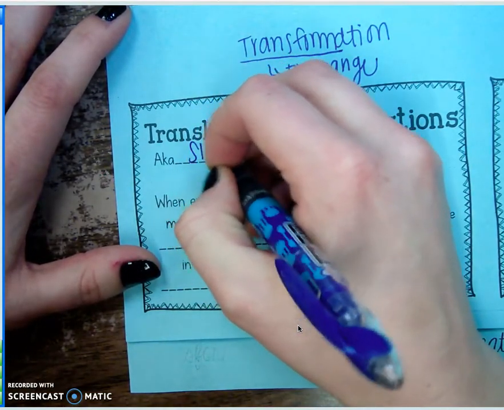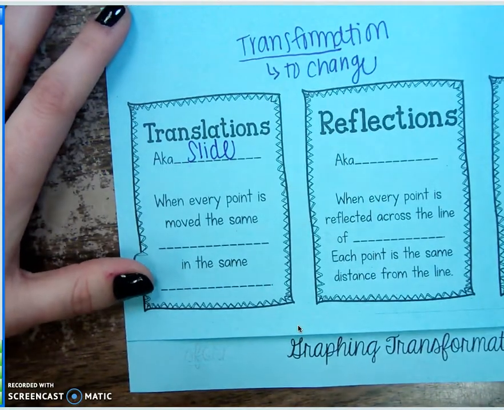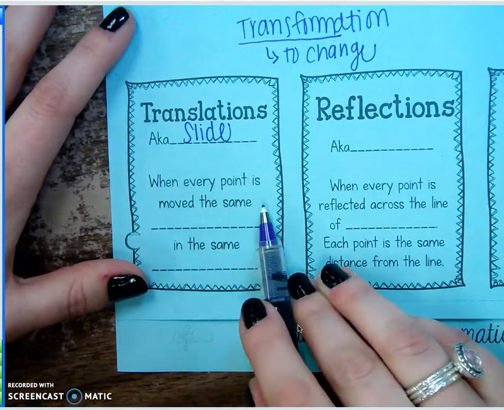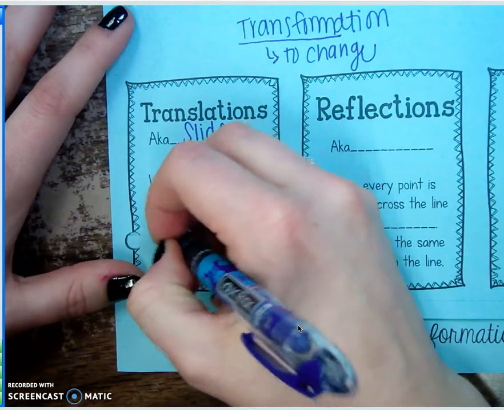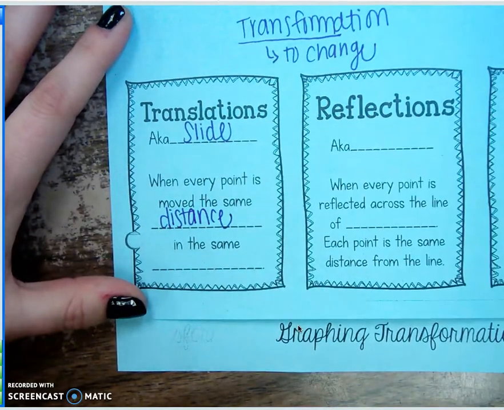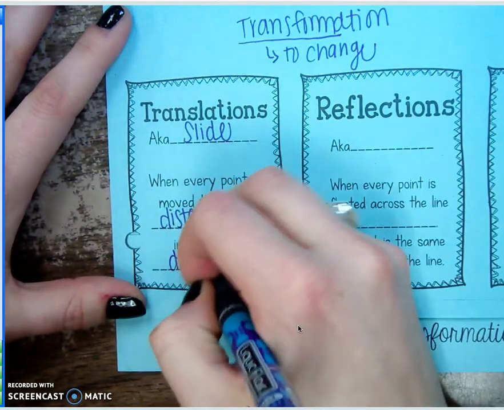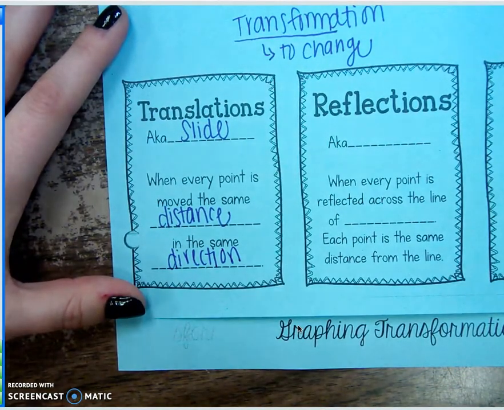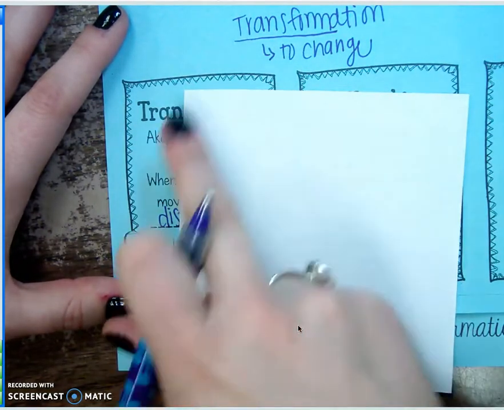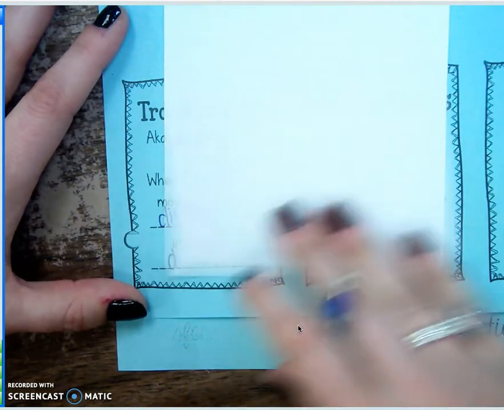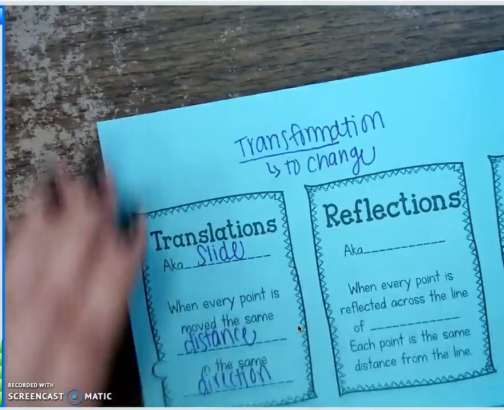slide, when something slides on the coordinate plane. That's when every point is moved the same distance in the same direction, just like moving this piece of paper. I'm going to move it, so all four of these corners, if I move it up, all four corners moved up. Slide. So let's look on the inside.